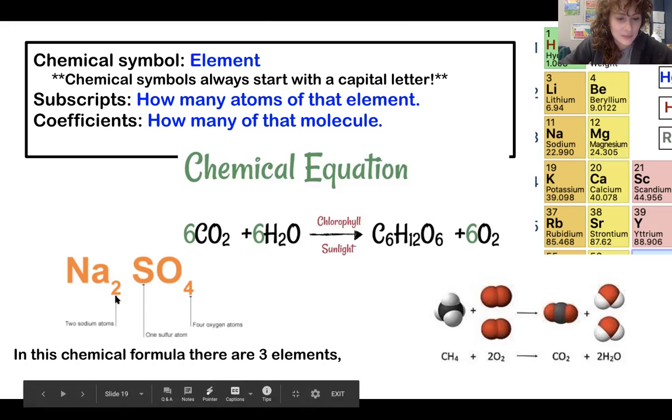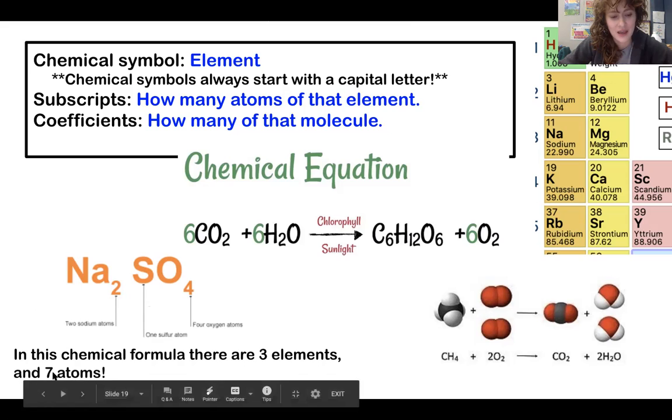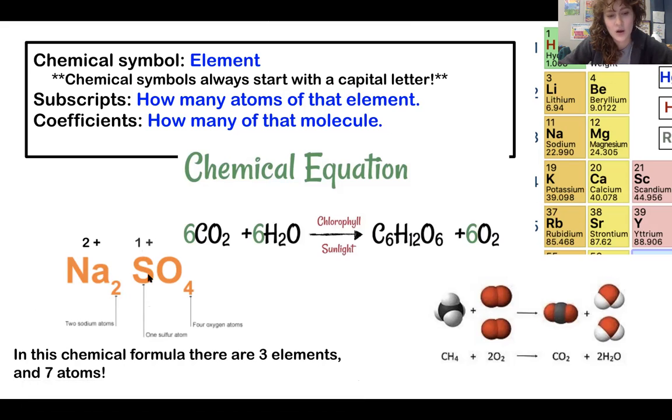So for atoms, we add up the subscripts, and if there's any chemical symbol, if there's any element that does not have a number after it, we count it as 1. So this is 2 plus 1, that's 3, plus 4, that's 7. So this one has 7 atoms. So I'll show that again. 2 plus 1 plus 4. There's 7 atoms in this.